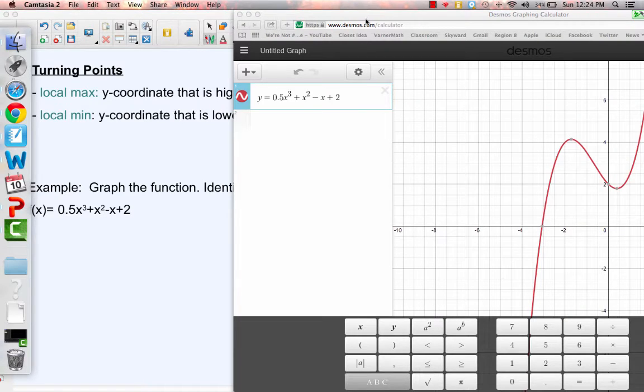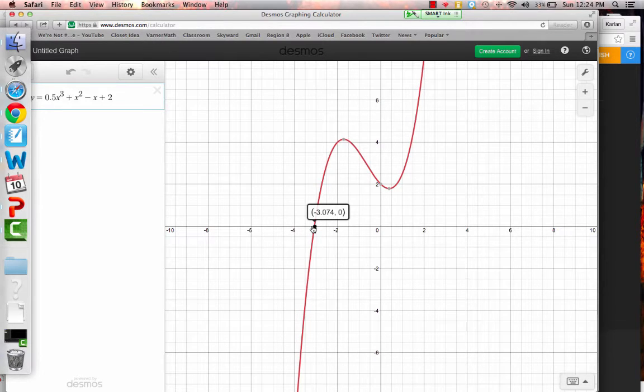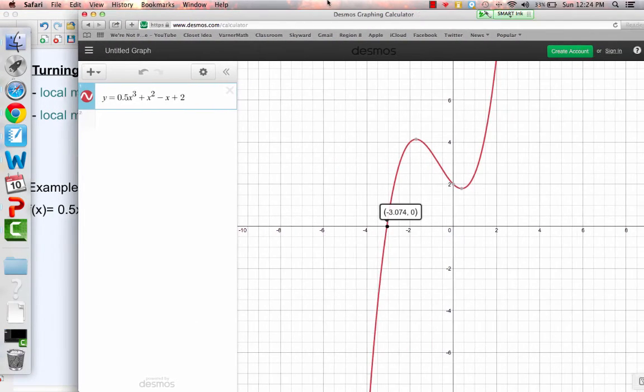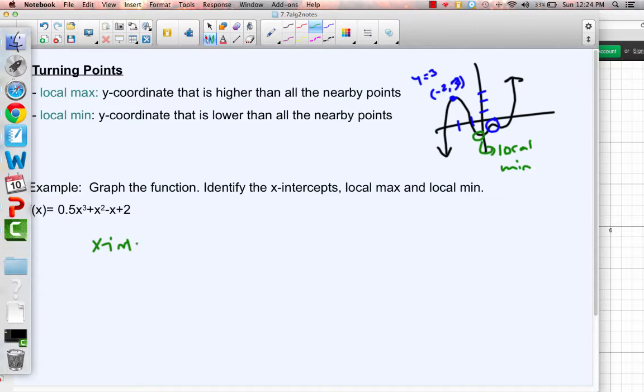All right, so we've got our 0.5 x cubed plus x squared minus x plus 2. So here's what our equation looks like. Notice our end behavior, we could always figure it out. So it says find the x-intercepts, or the zeros. So in this case, where does it hit the x-axis? Right here. And now Desmos is nice because it tells you the point right away. If you have a graphing calculator of your own and you're not sure how to get those exact points, let me know and I can show you how to do that. So you would say that your x-intercept was at x equals negative 3.7, whatever that ordered pair was.